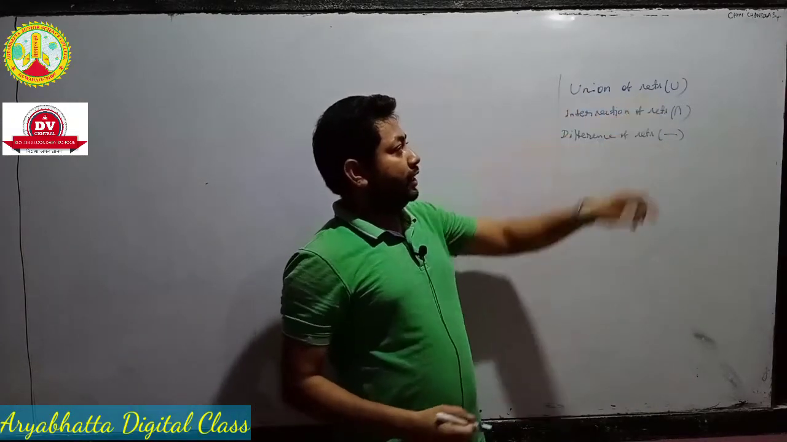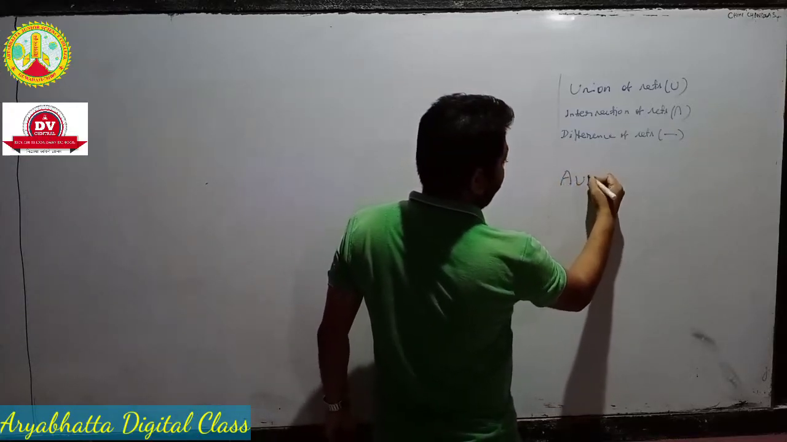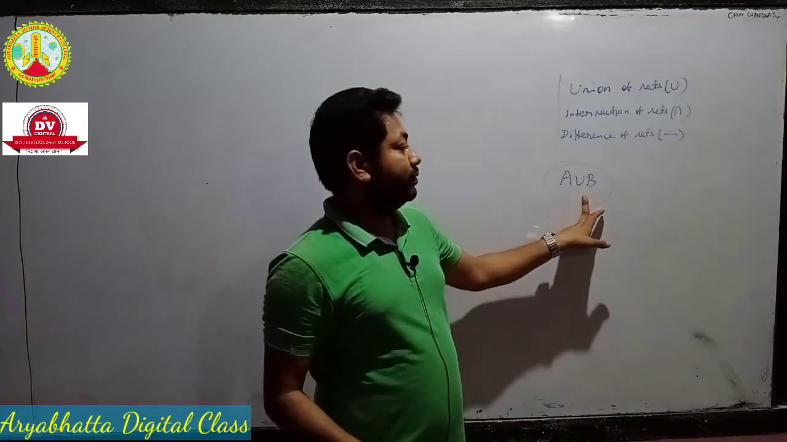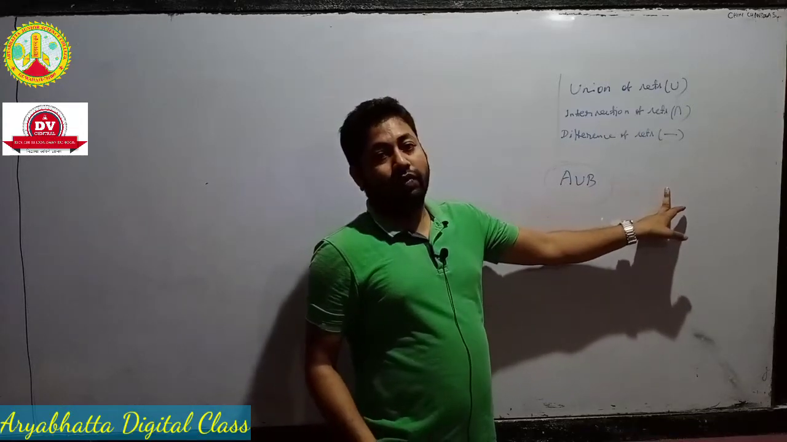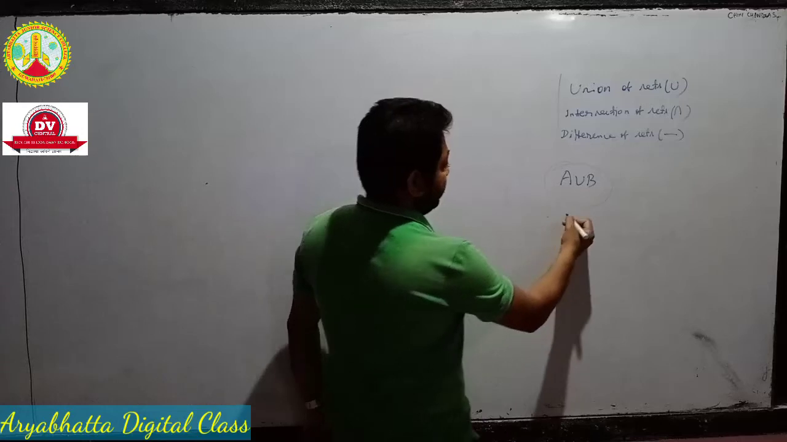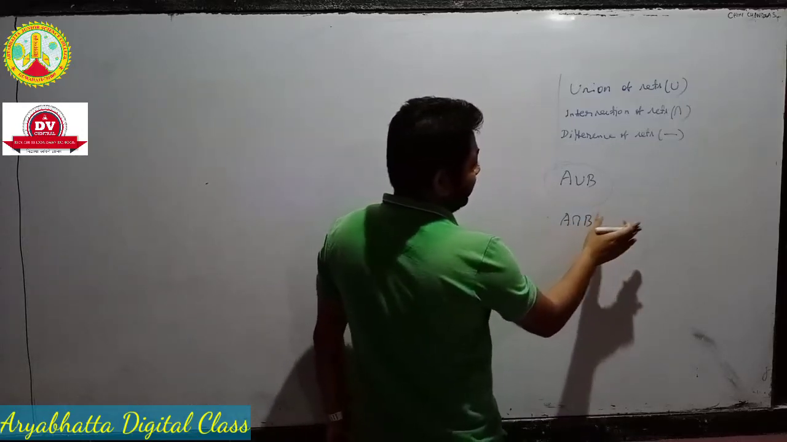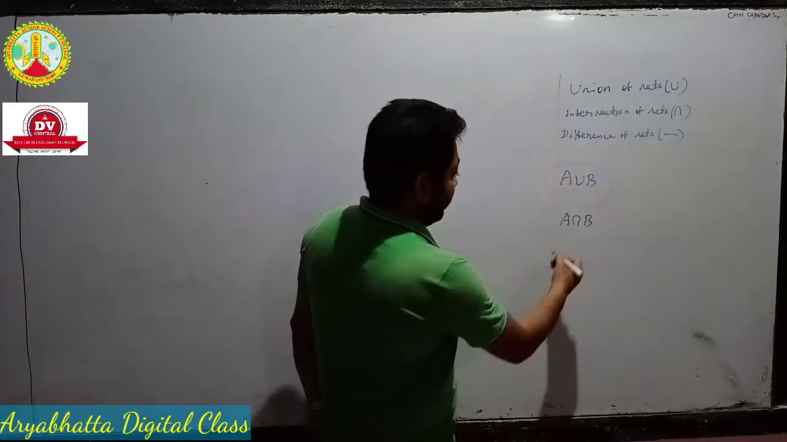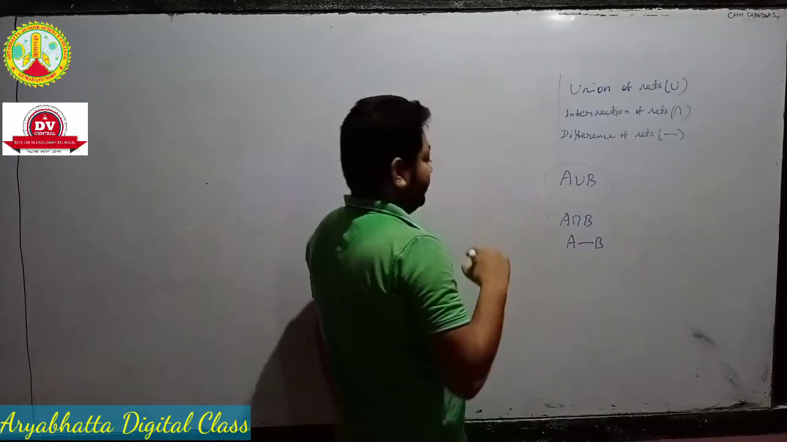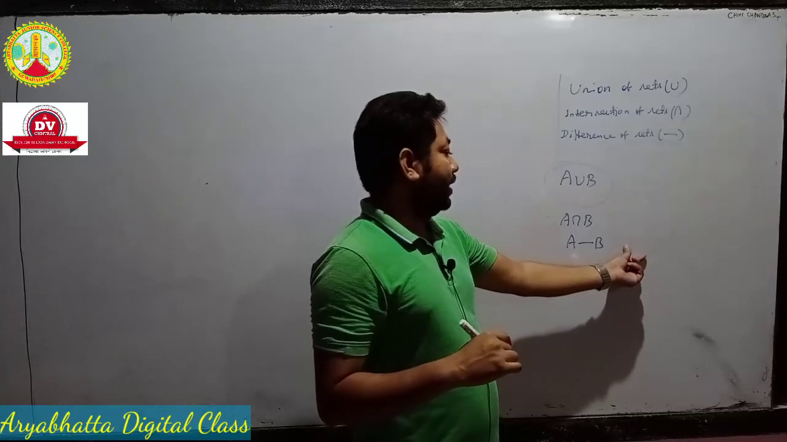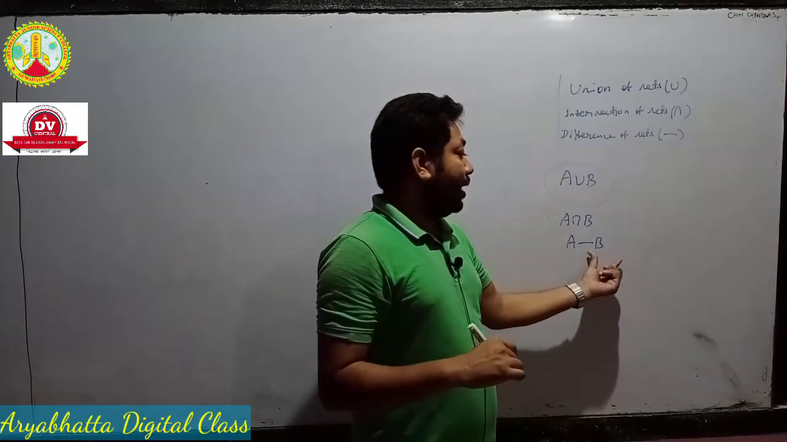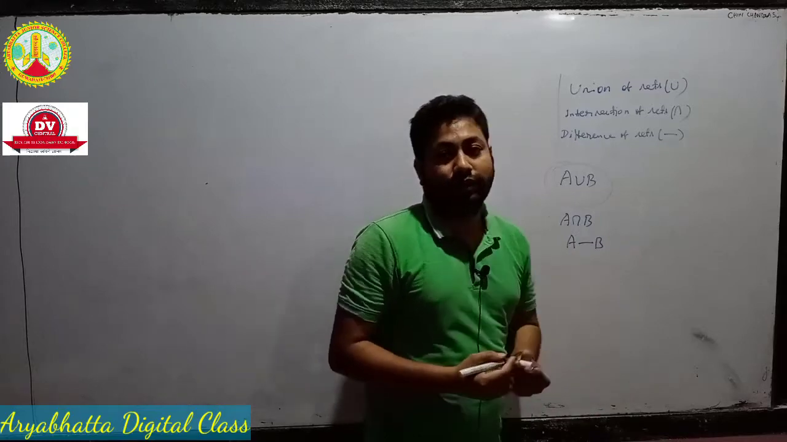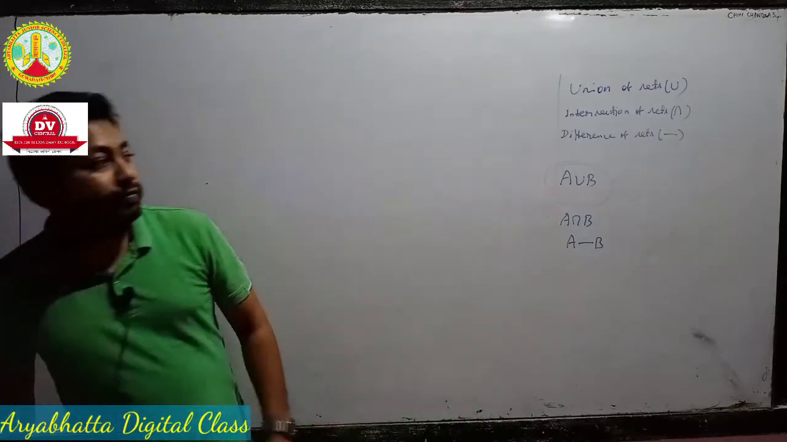Let A and B be two sets, then the union is denoted by A union B. A union B is the set of all elements of set A and set B. Next, A intersection B is the set of all common elements of set A and set B. Next, difference of sets, denoted by A minus B, is the set of all elements which belong only to A but do not belong to the set B. So let's start exercise 1.4.